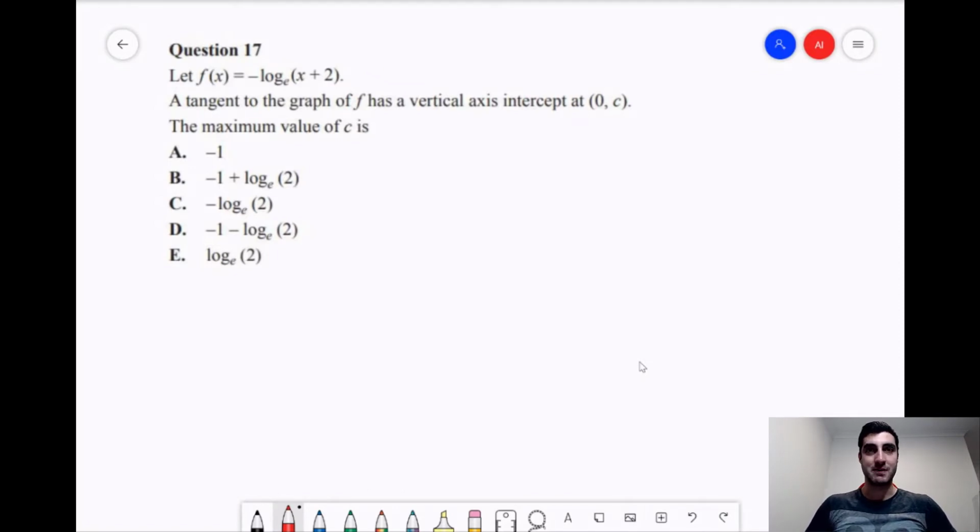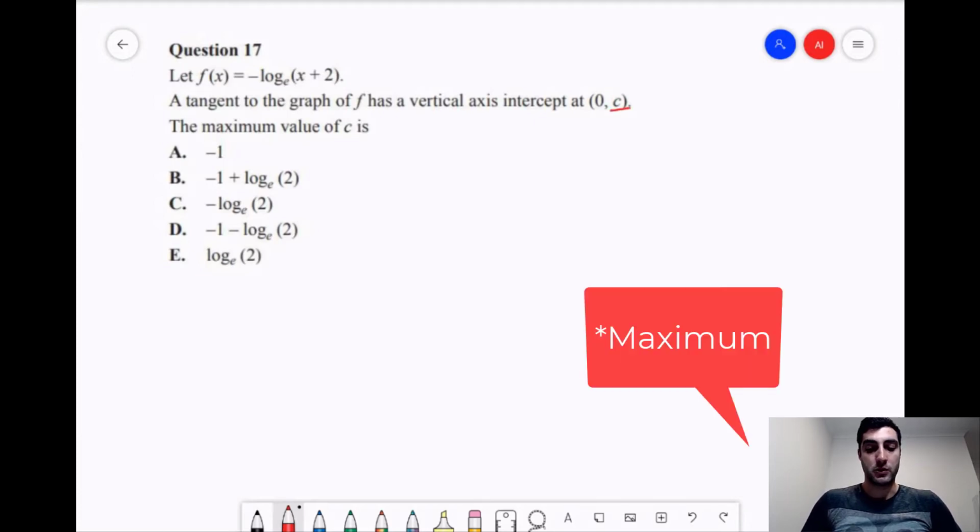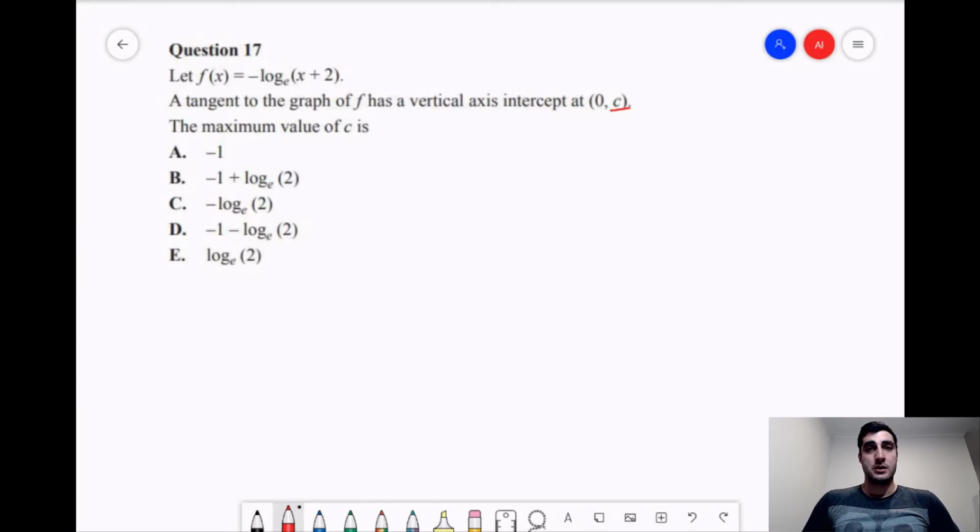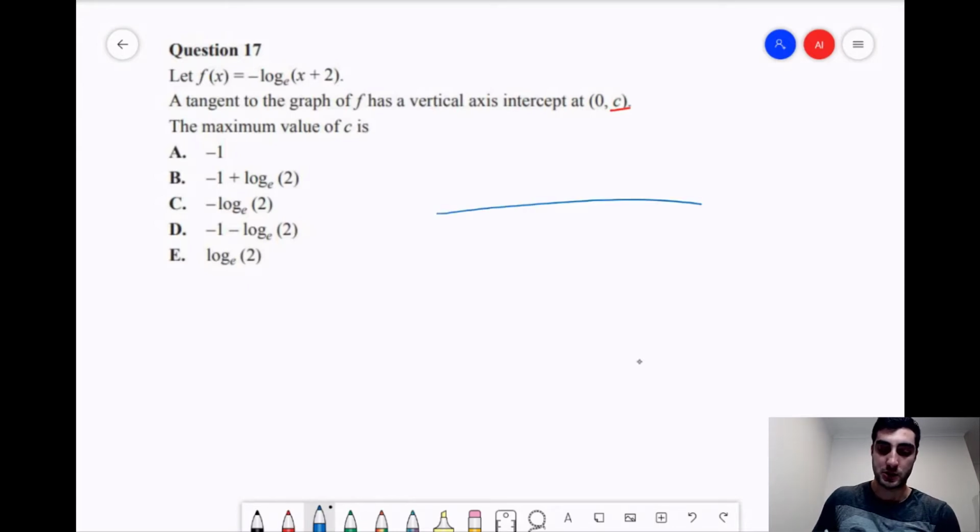So question 17 reads, let f of x equal the negative log base e of x plus 2. A tangent to the graph of f has a vertical axis intercept at (0, c). So the y component is that c value. The minimum value of c is. Now for a question that's not too wordy by large, it is maybe quite challenging to get your head around what this question is actually asking for.